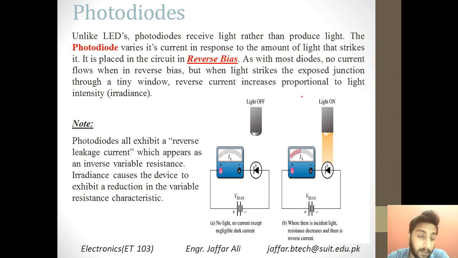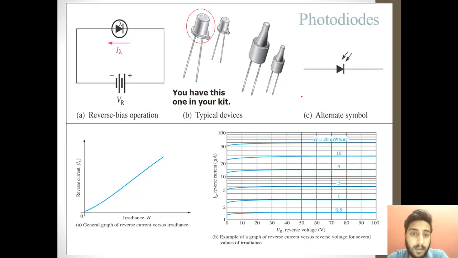Now it should be noted that photodiodes exhibit a reverse leakage current which appears as an inverse variable resistance, and this current is very small. It is there at the start, but later on it disappears. So this can usually be neglected, but if you are using a very sensitive circuit, you cannot neglect it. For that purpose you need some resistance or variable resistance to control this leakage current in your circuits. Now you can see there are different types of LED and photodiodes. Normally they are available in the market, so you can use any of them.